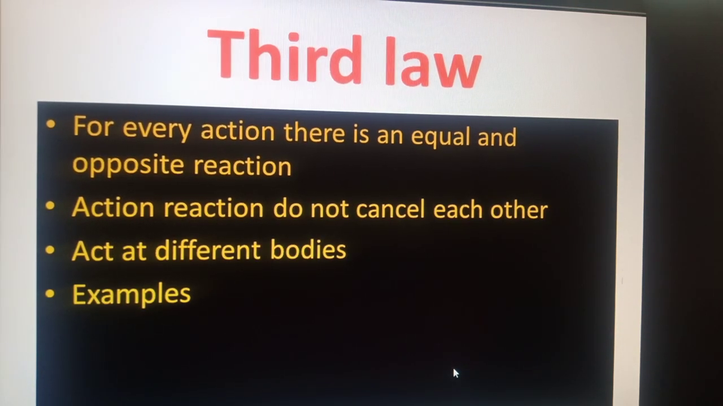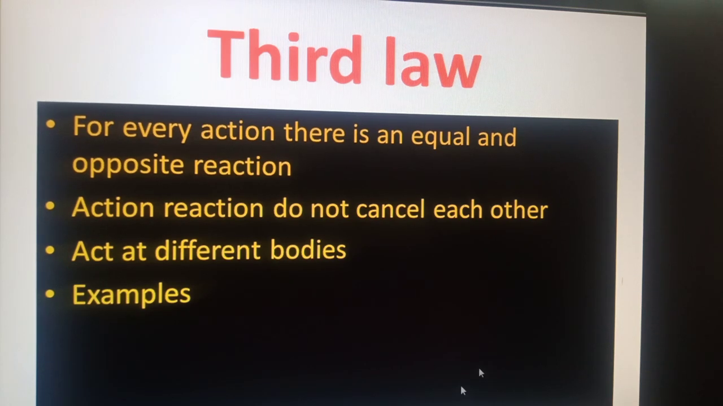Now the third law. The first law says if there is no force, then what happens? The second law says if there is a force, then what happens? The third law is actually showing a natural behavior. What is that natural behavior? If you affect something, you will also be affected by that thing. I will explain it using the third law.